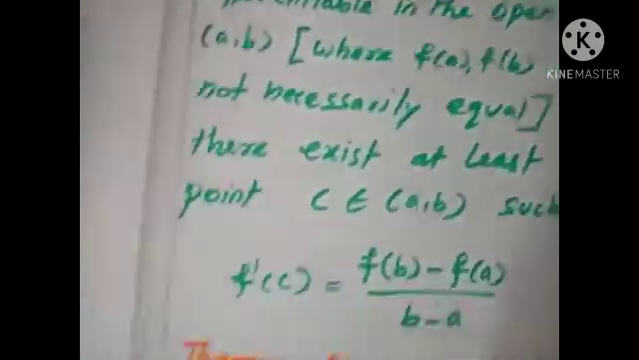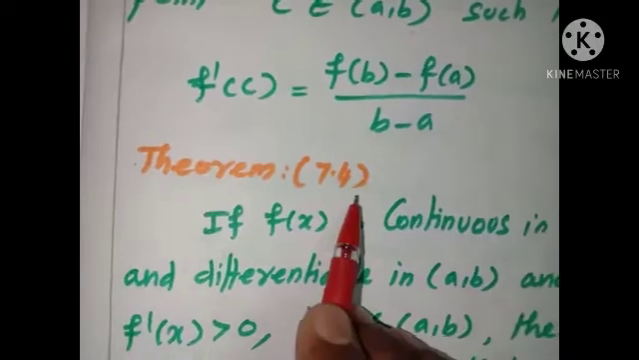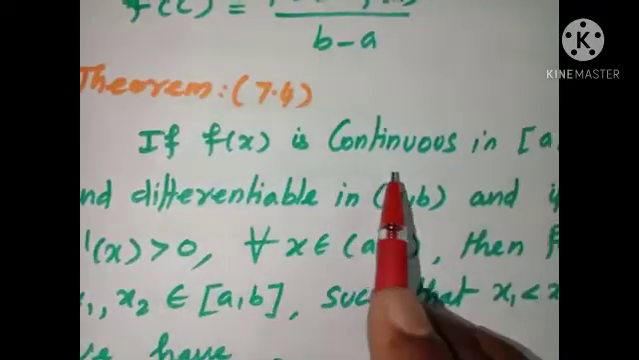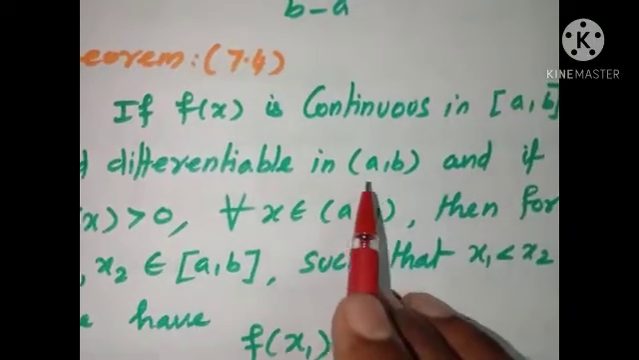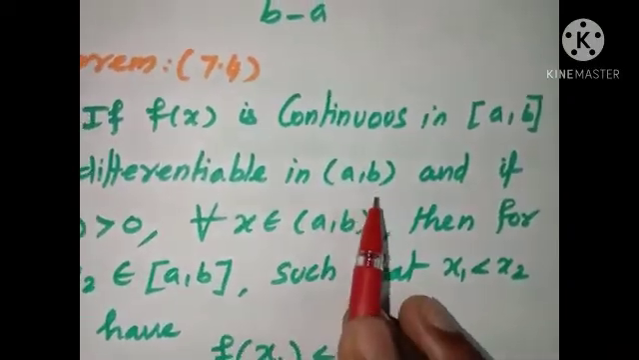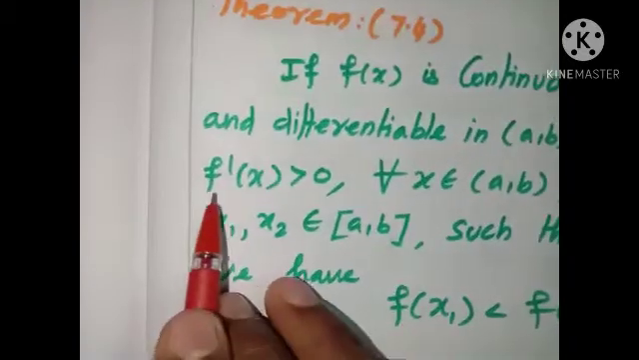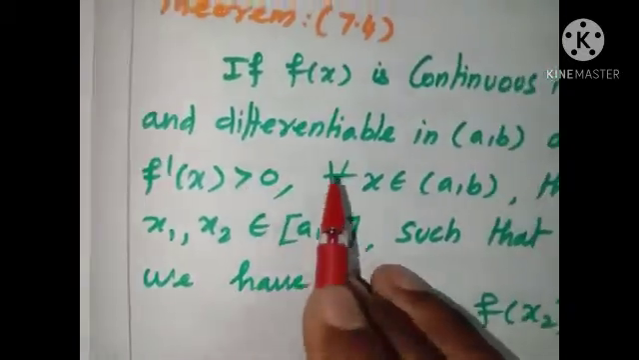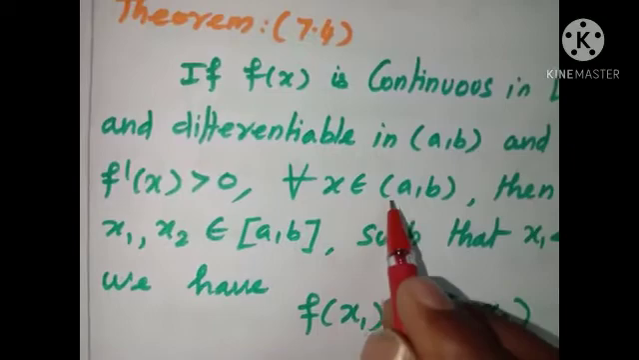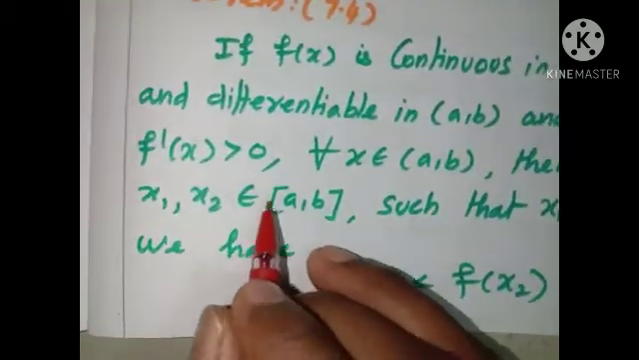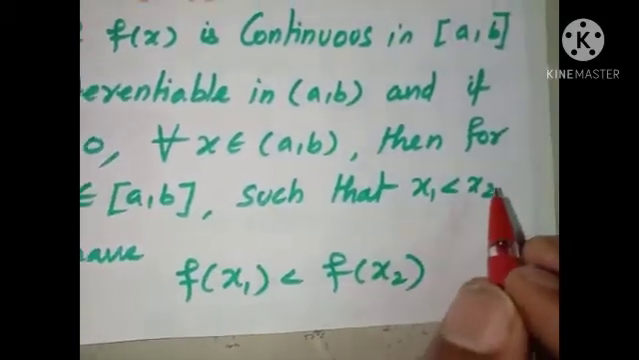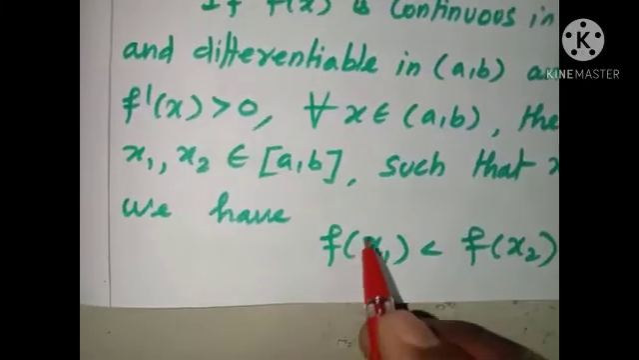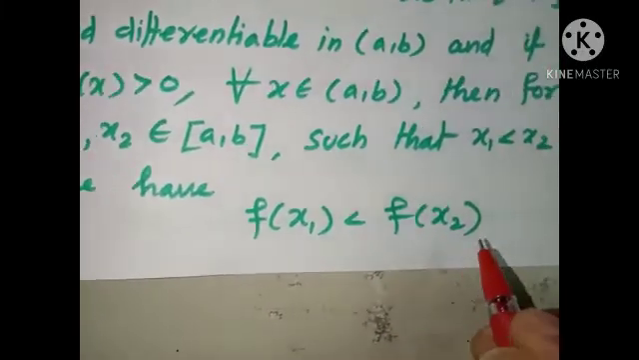Okay, so next one, theorem 7.4. If f(x) is continuous on [a, b] and differentiable in the open interval (a, b), and if f'(x) > 0 for every x belonging to (a, b), then for x1, x2 belonging to the closed interval [a, b] such that x1 < x2, we have f(x1) < f(x2).